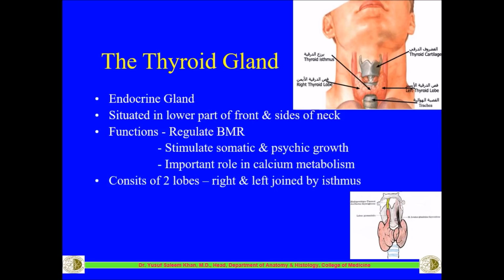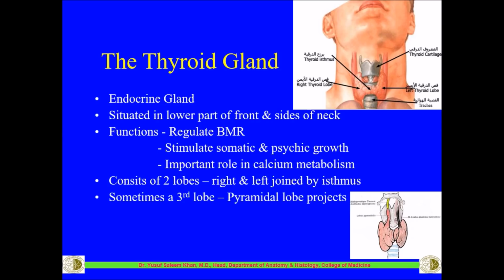This gland has two lobes, as you can see here, the right as well as the left lobe. So this is the whole gland, and it has two lobes, the right and the left, and these two lobes are joined in the middle, in the front of the neck, by a structure called the isthmus. Isthmus, as the name indicates, means narrow part. So this is the narrow part of the gland which is connecting the right and the left lobe of the thyroid.